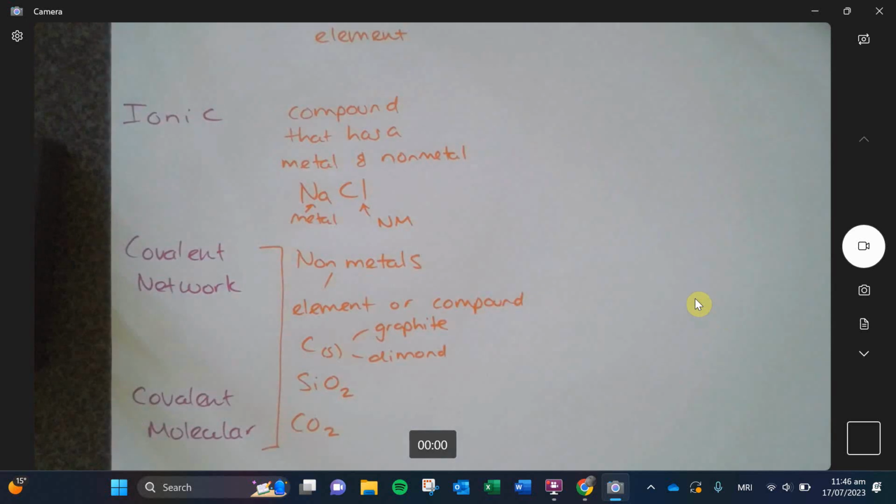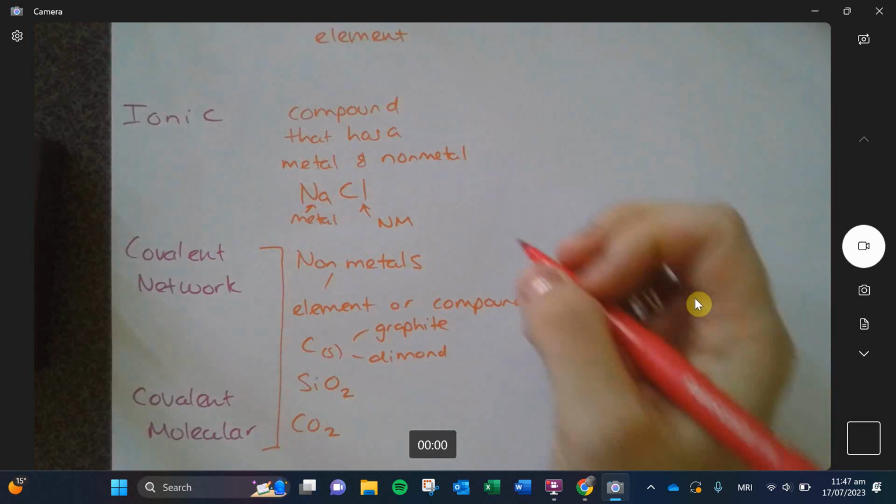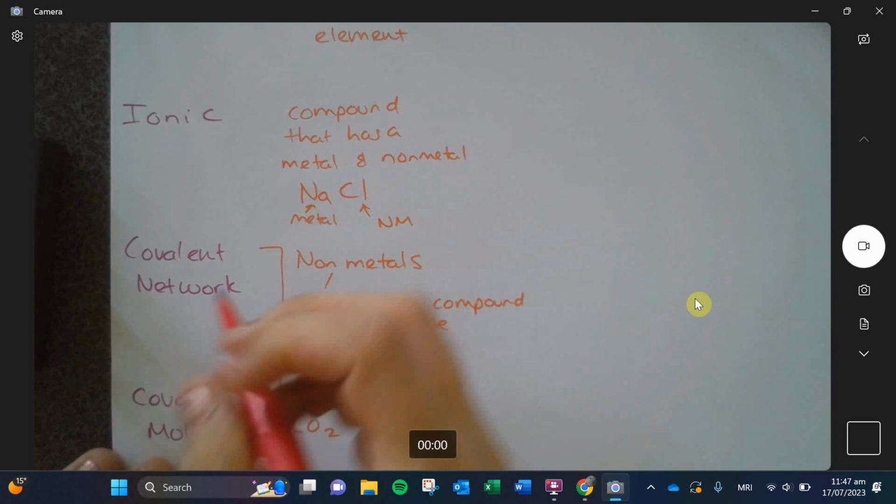All right. So you then might ask yourself, okay, both the covalent network and covalent molecular are going to have the same thing. In a sense, they're both going to have non-metals. How would I distinguish between the two of them? There's one key way that you're going to distinguish between the two of them, and that's going to be melting point or boiling point.